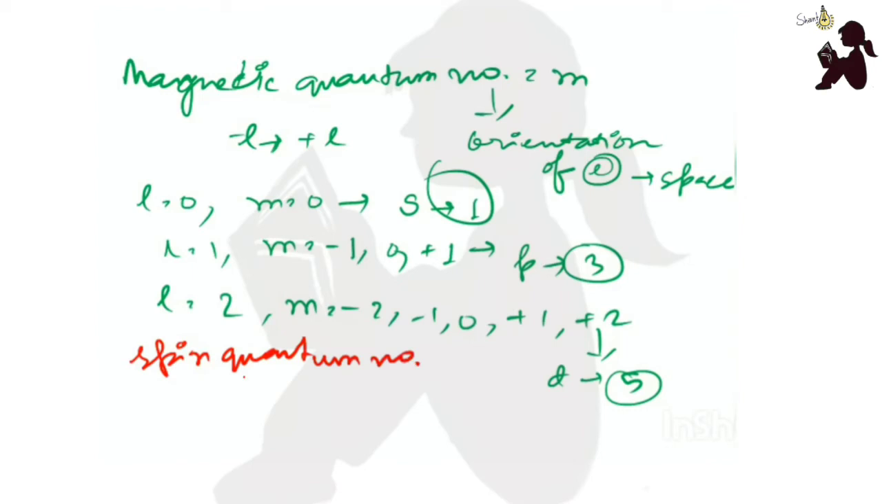Now for spin quantum number, it has either value of plus half or minus half. So here quantum numbers are done. Now we have to see some rules to write electronic configuration.